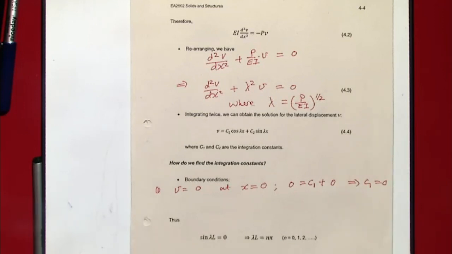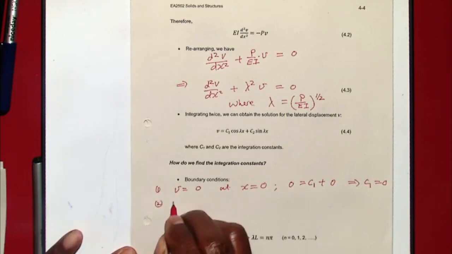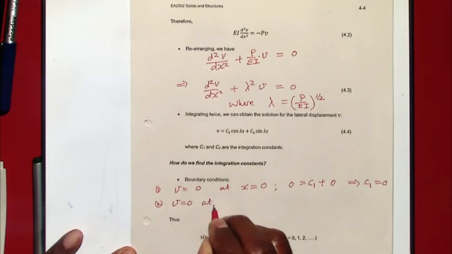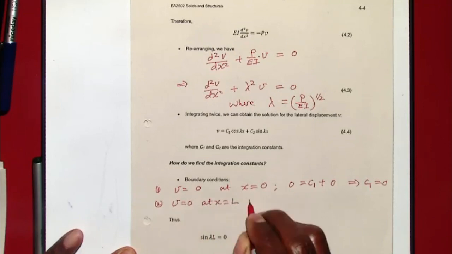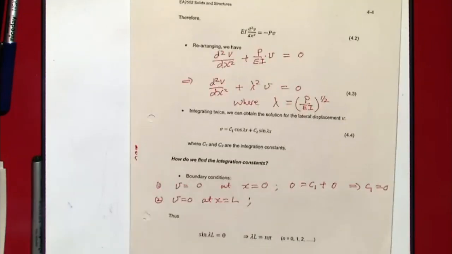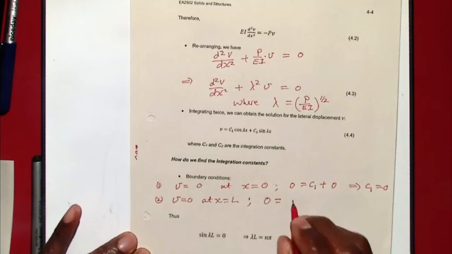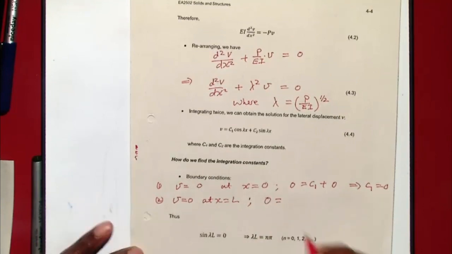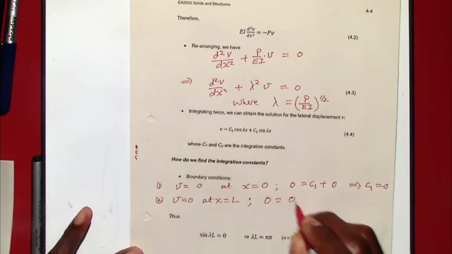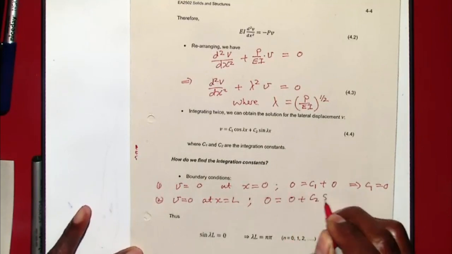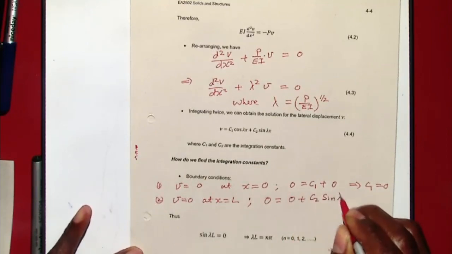I'll go back to the second one. My second boundary condition is V equals 0 at x equals L. Now we know that C1 is 0. So I'll put x equals L in that equation, and I will say V, which is 0, equals C1, which is 0, so 0 plus C2 sine lambda L.